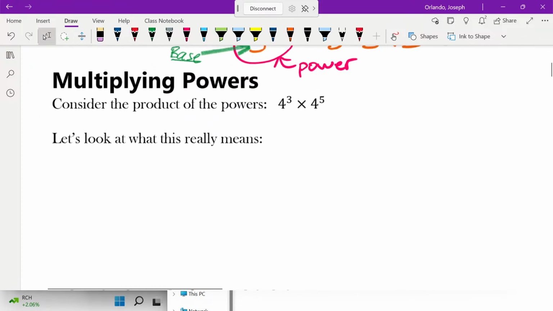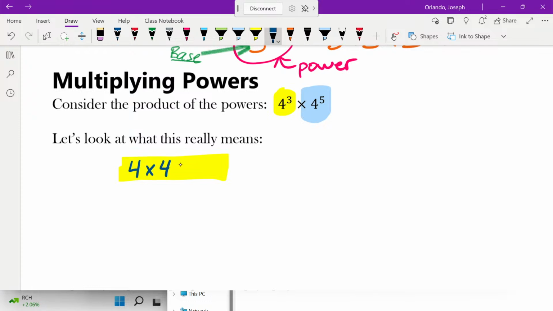So what does this really mean? Well, I want to take the same kind of approach we took up there. Here we're doing 4 to the exponent 3, and we're multiplying it by 4 to the exponent 5. Or 4 to the power of 3 times 4 to the power of 5. What does that really mean? So remind me again, what does 4 to the exponent 3 really mean? It's 4 by itself 3 times. Okay, so 4 times 4 times 4, that's what 4 to the power of 3 means. And then we're going to take that whole thing and multiply it by 4 to the power of 5. And what does that mean?